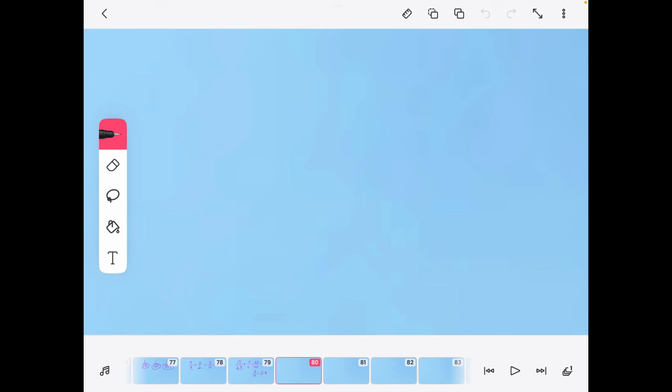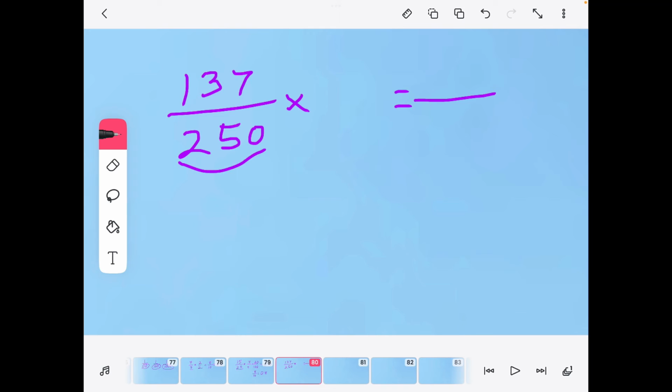Let's try a little harder problem, okay? How about 137 over 250? Well, it's really not that difficult. I have 250, 3 digits, so I need 3 zeros. And there you go. So what times 250 will equal 1,000? I know it's 4. I need a 4 up top. So how much is 4 times 137?